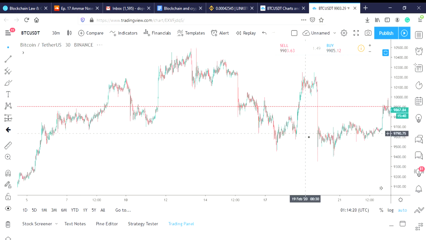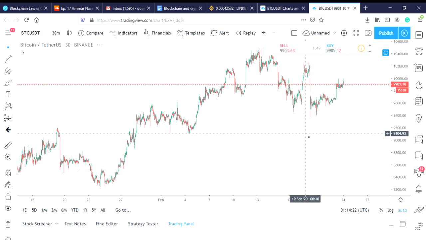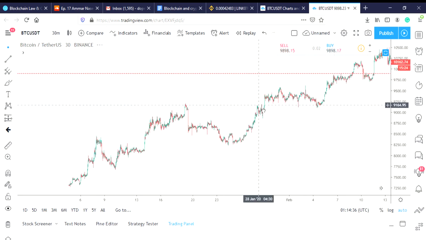I've been trading for over 4 years now, and to be honest, the first 2 years were quite a shit show for me because I made money, I lost it, I made money, I lost it, and I really didn't understand how the market works. There's a lot more to crypto trading.